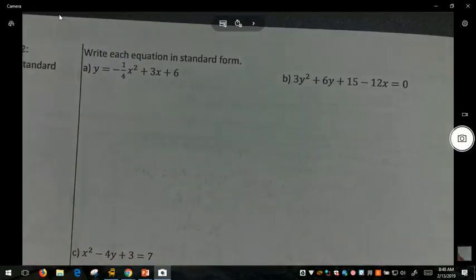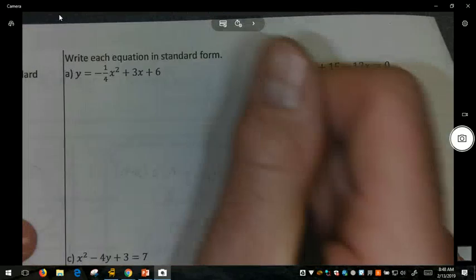So let's take a look at this. I'm going to start with y equals this. I need to factor out the 1/4 or the negative 1/4.